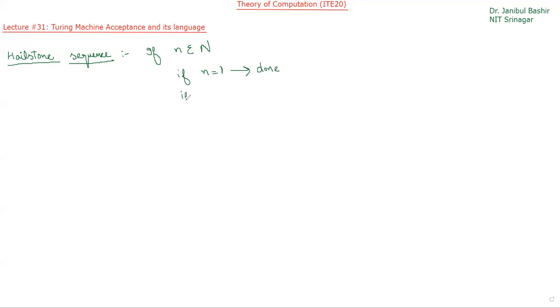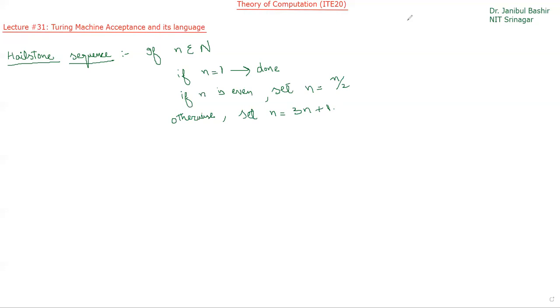However, if n is even, then we have to set n is equal to n by 2. Otherwise, if n is odd, set n is equal to 3 times n plus 1. Let me give an example.